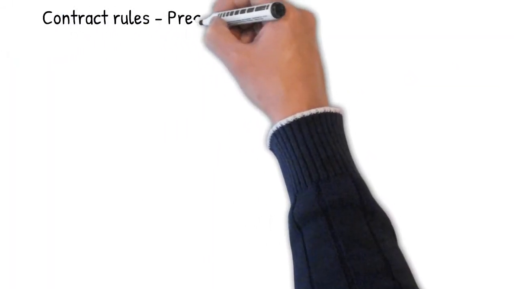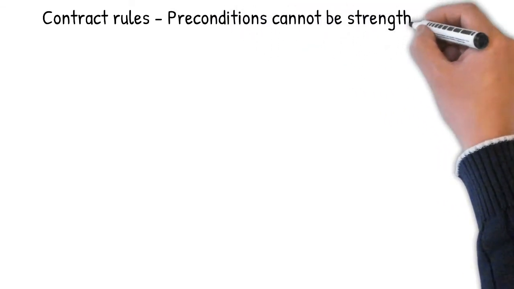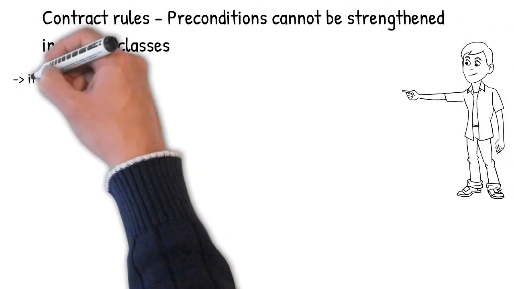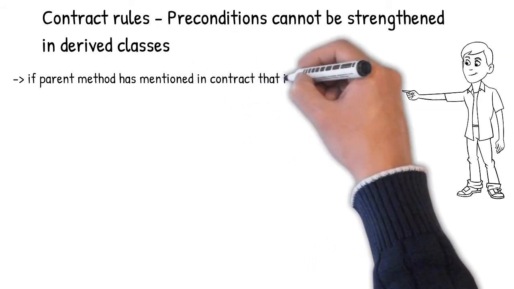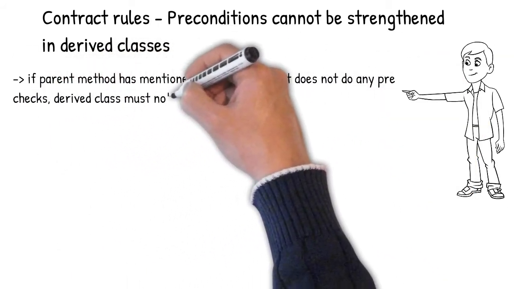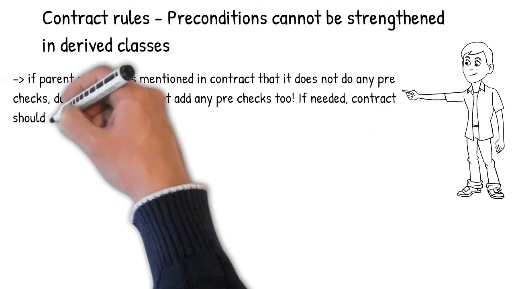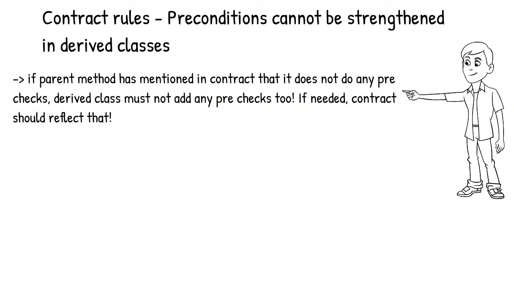The first rule is from the contract category, which says preconditions cannot be strengthened in derived classes, which means if the parent method has not mentioned anything specific to pre-checks and the parent method also doesn't do any kind of pre-checks when the operation is executed, the derived class must not add any pre-checks too, and if needed, that's a contract change and should be notified to the consumer accordingly.